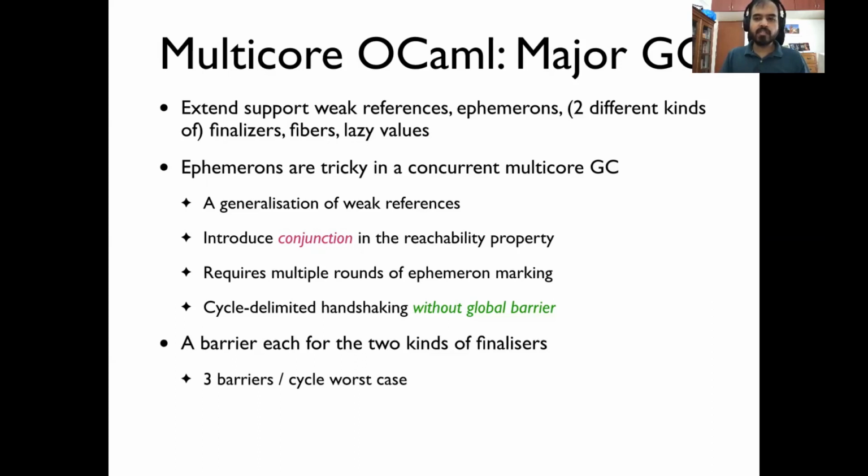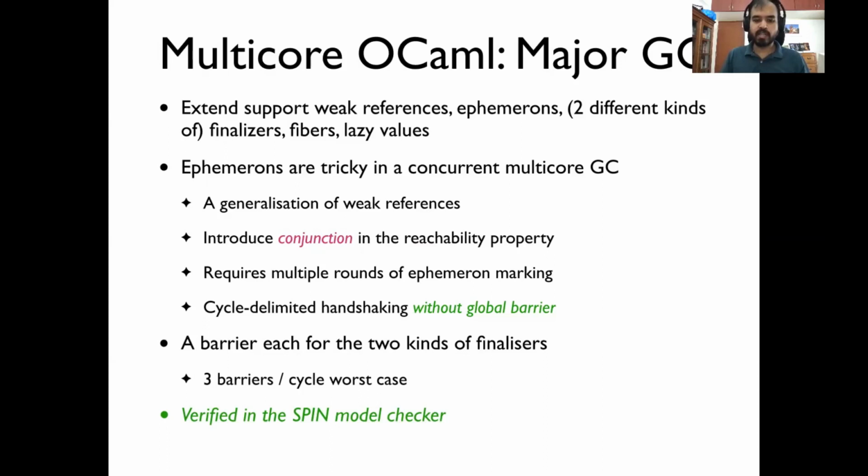The two different kinds of finalizers in OCaml also need two barriers, one barrier each. And in the worst case, we need three barriers per major cycle. And because this design is quite tricky, we verified a model of this design in the SPIN model checker.